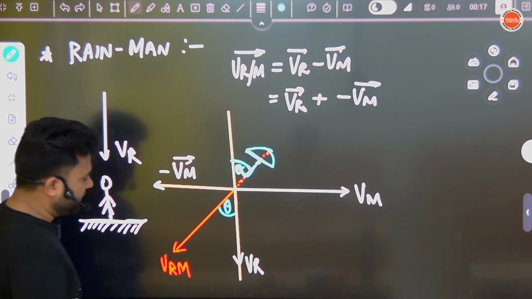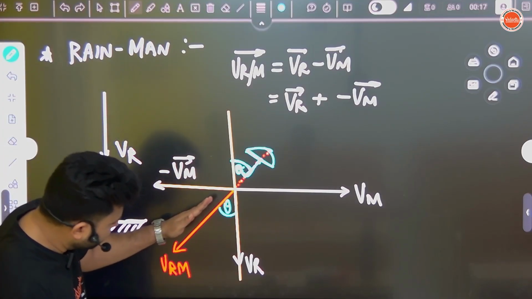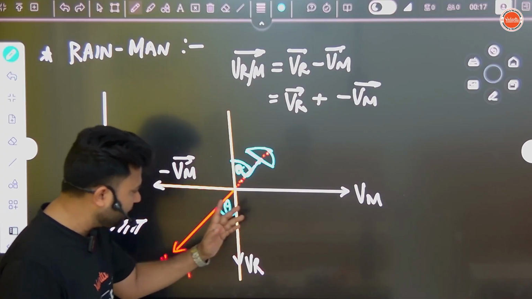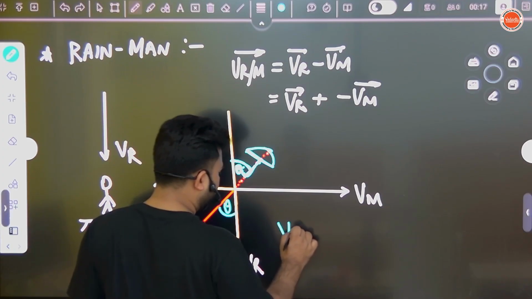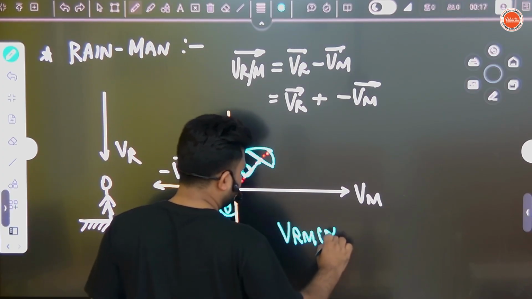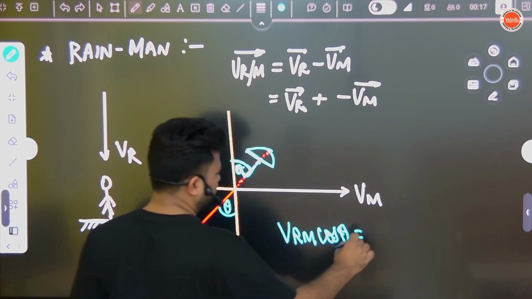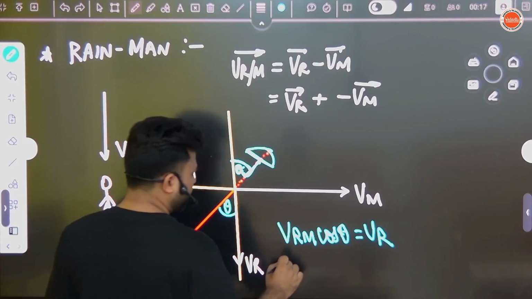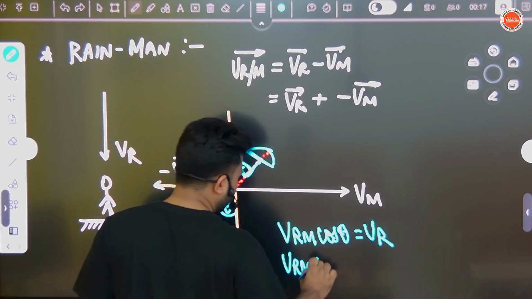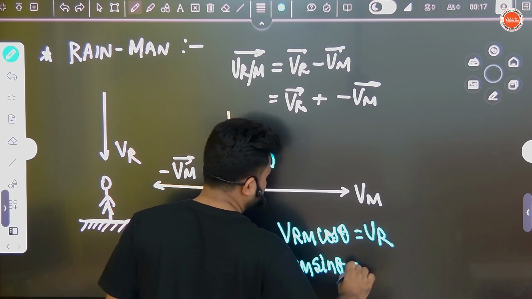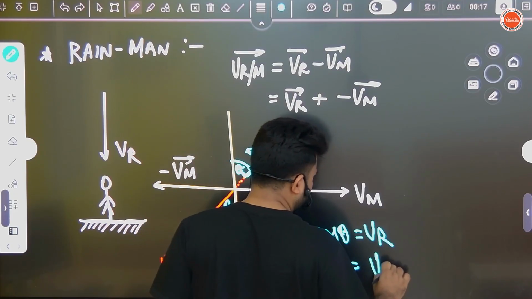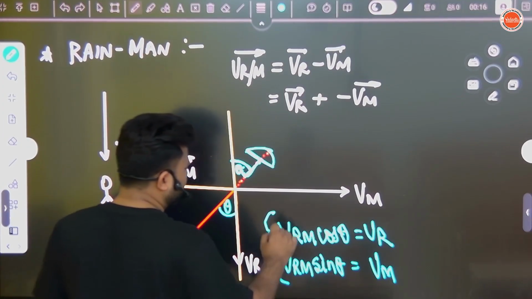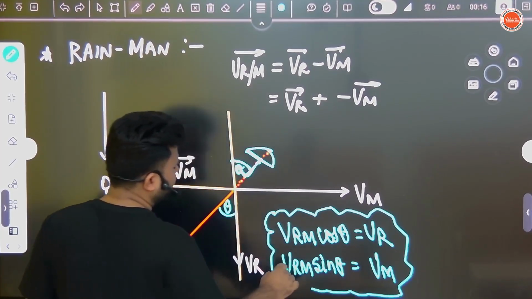So what equation can we write? This is VRM. Rotate this vector towards theta, you will get the cos component, means VRM cos theta. VRM cos theta is equal to VR. And VRM sin theta equals minus VM. Magnitude if I am saying, you can write VM. I am just talking about the values. So by solving this, you will get the answer. Whatever they ask, rain problem will be solved from here.